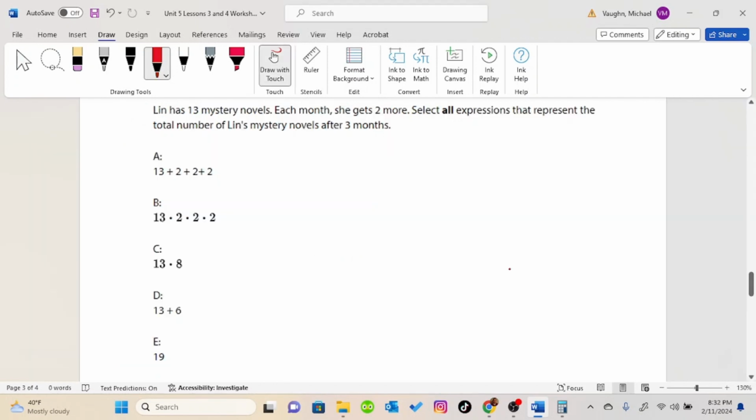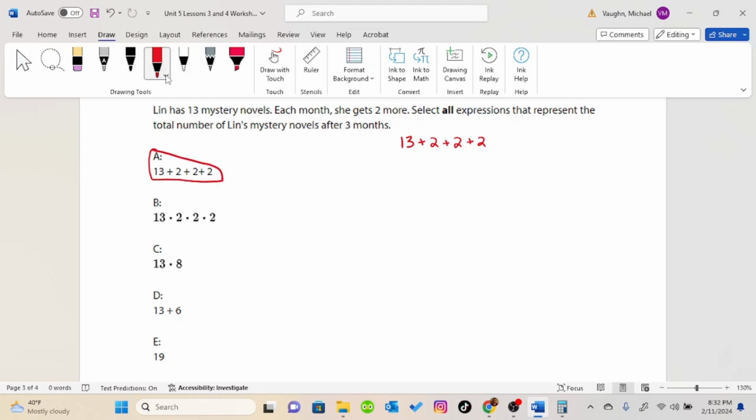Lynn has 13 mystery novels. Each month, she gets 2 more. Select all expressions that represent the total number of Lynn's mystery novels after 3 months. So if we think about it, she starts with 13, then she adds 2 the first month, 2 the second month, and 2 the third month. So this is a linear function, and it matches choice A.